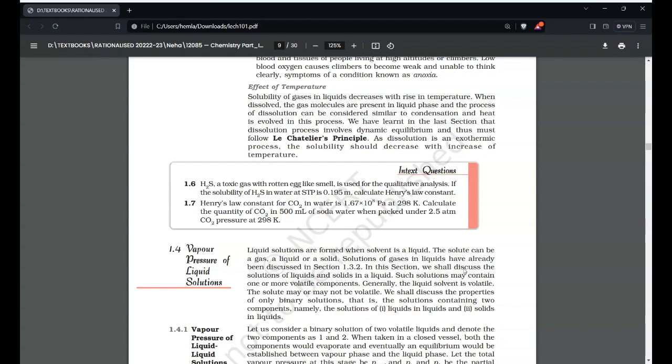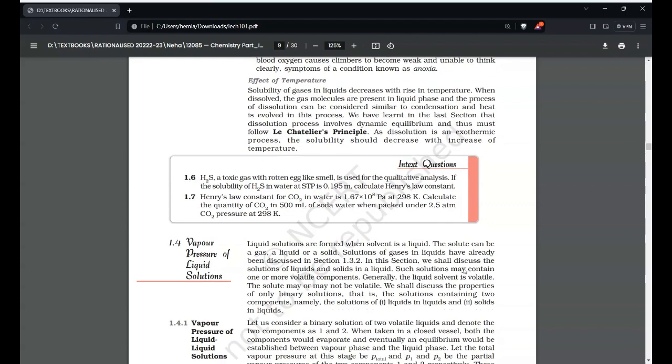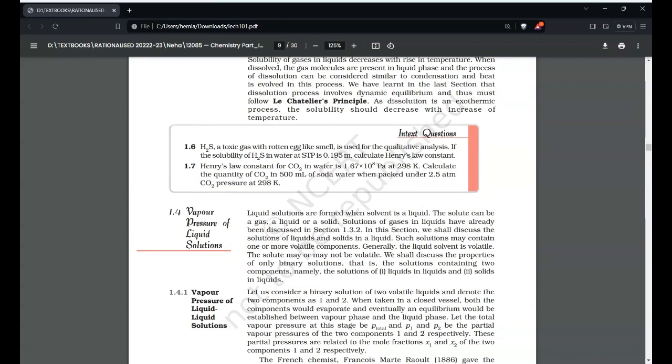First one is soda bottle. Second is scuba diving, bends ka condition. Third is altitudes. These three conditions are very important. So learn them. Then effect of temperature जो हमने पहले देख लिया है. That this is what we have learned up to. Then there are in-text questions, again you can try them.